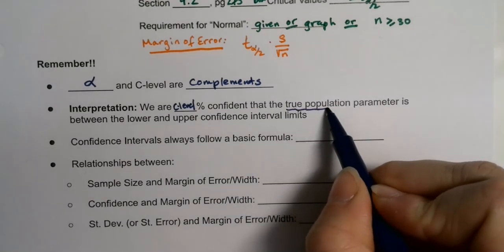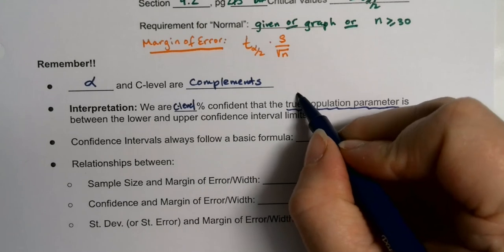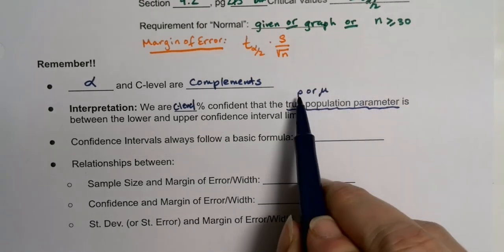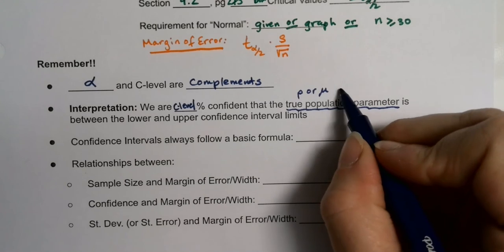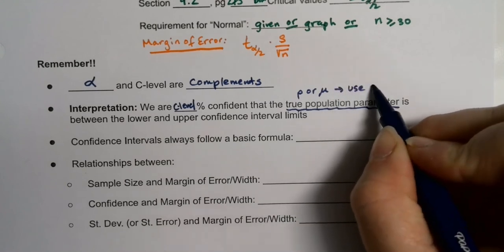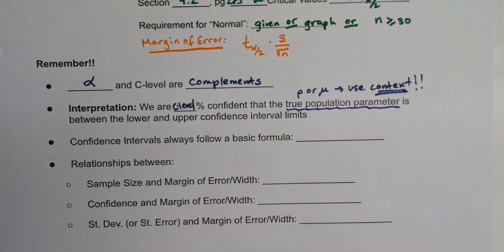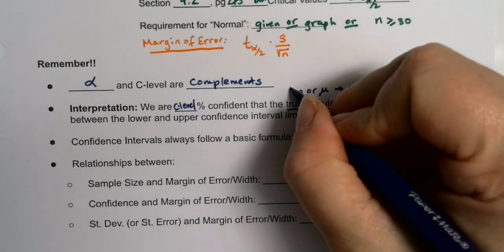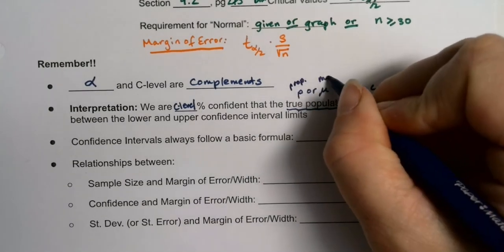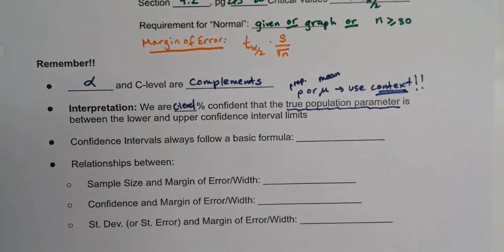This true population parameter business, that's either p or mu, right? Proportions or means, but you're going to have to use context. You're going to have to talk about it, right? What's the situation? What is it we're talking about? We're talking about averages. We're talking about proportions. What are we saying? So the true population mean or the true population proportion. So this is proportions. This is means. Everything in these chapters, 8, 9, 10, 11, is all means, proportions, means, proportions. So you have to figure out which one you're working with and then talk about it.